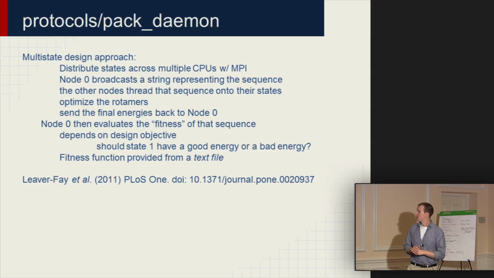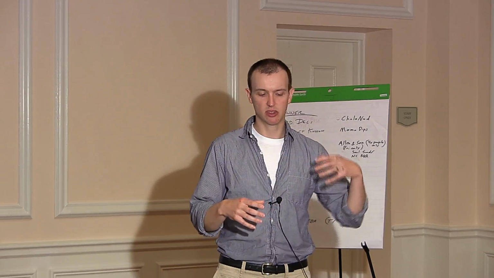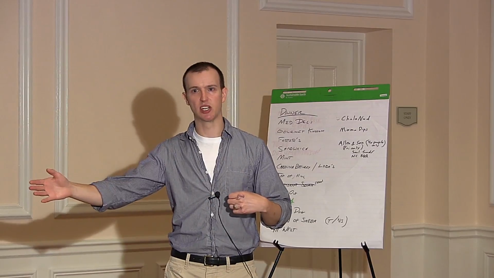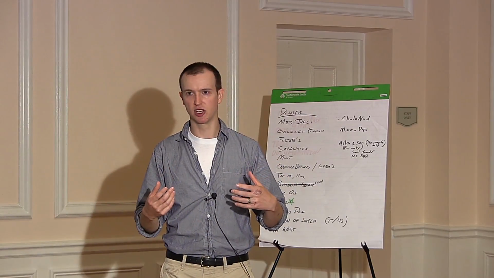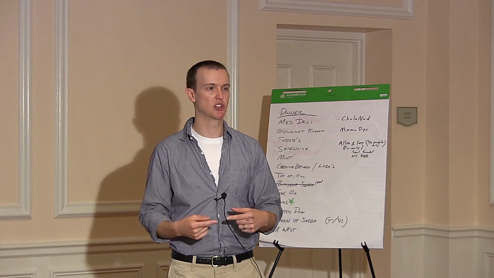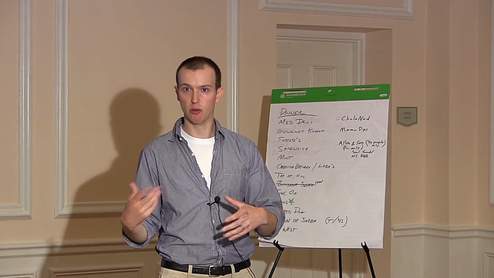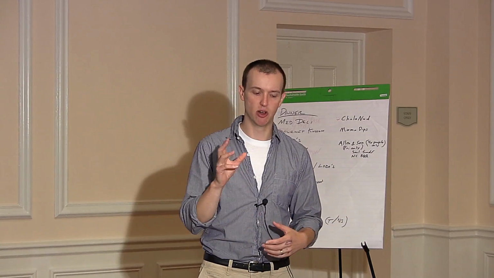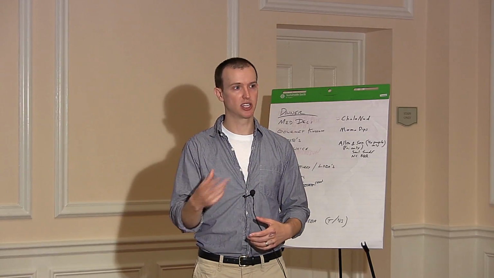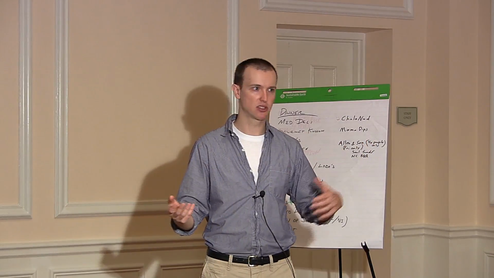Let's see. The last thing I can mention is the code that lives in the packdaemon directory. This is also in core 4, protocols 4. I can't remember which of the protocols library it is. It's a multi-state design approach where you distribute states, that is a protein, like a PDB, and some way of interacting with that PDB, across multiple CPUs. The first node, node 0, broadcasts a string representing a sequence to all the nodes. Each node receives that sequence and imposes it on its pose, optimizes the rotamers for that sequence, and sends back an energy to node 0. Node 0 looks at all of the energies together to come up with a fitness for that sequence that it broadcast.